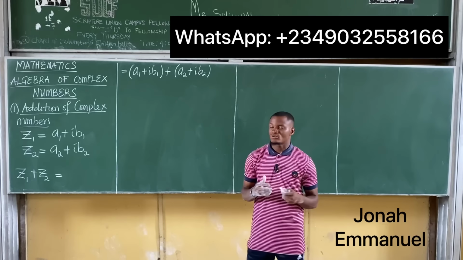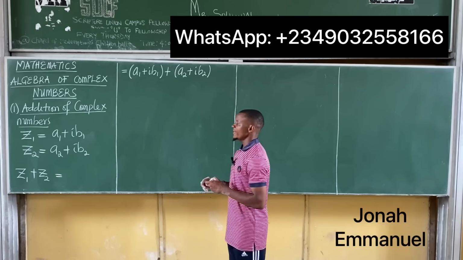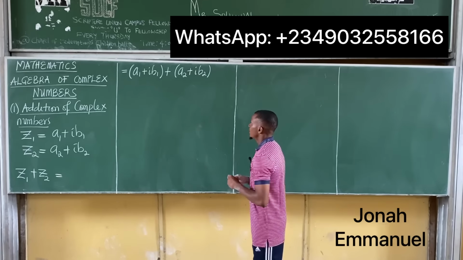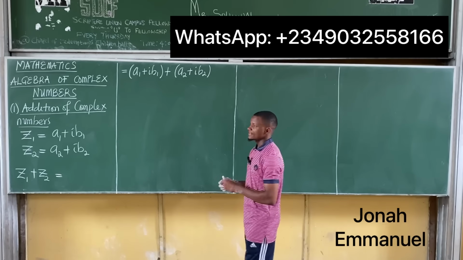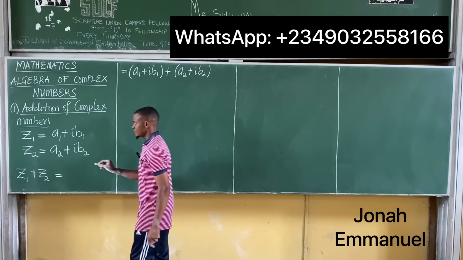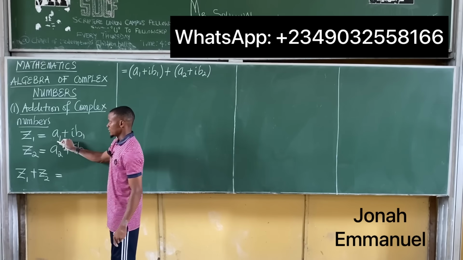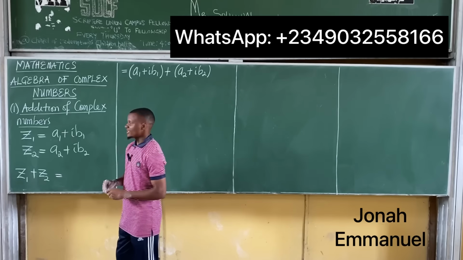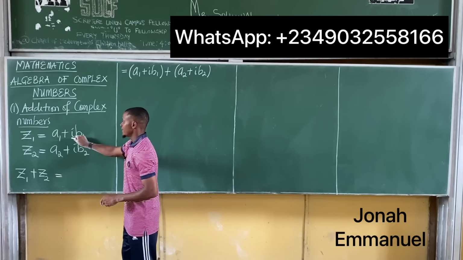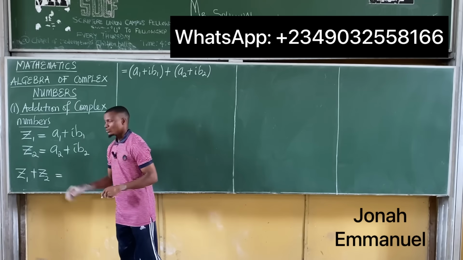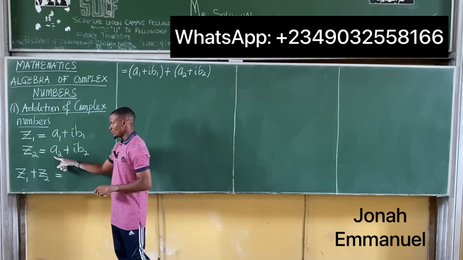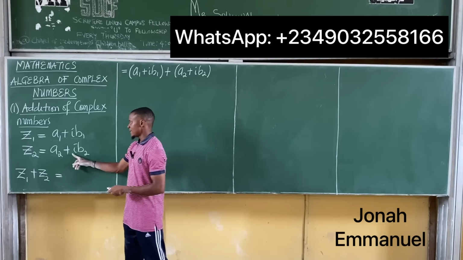Now, to add or subtract any complex numbers, simply add their real parts separately, and add their imaginary parts separately. The real part is simply the part without i, in this case a1. The imaginary part is the part with the i, that's ib1. In z2, the real part is a2, while the imaginary part is ib2.